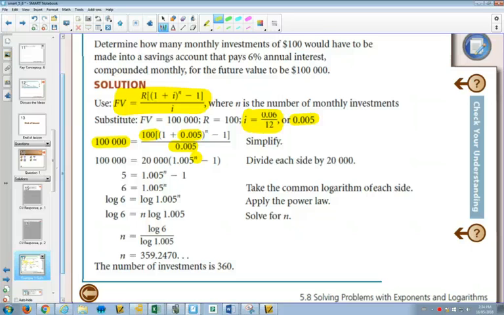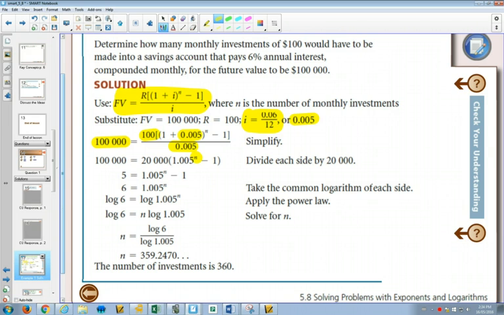So you would need 360 investments to get 100,000 or more. 359, even though that would round down, you wouldn't quite have $100,000 yet. So that's why it's been rounded up to 360.